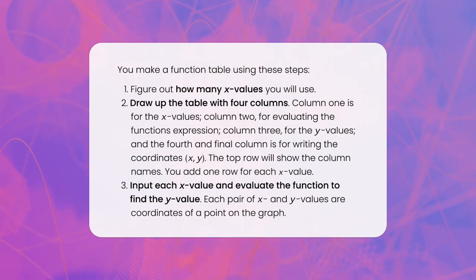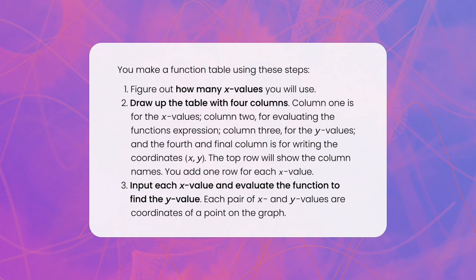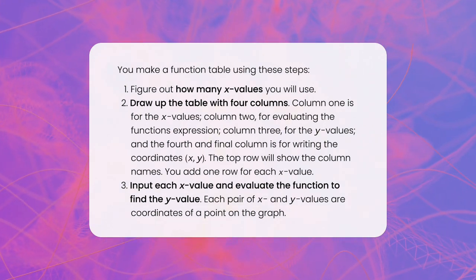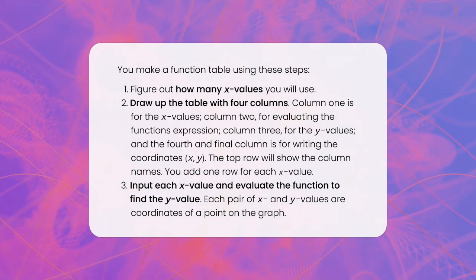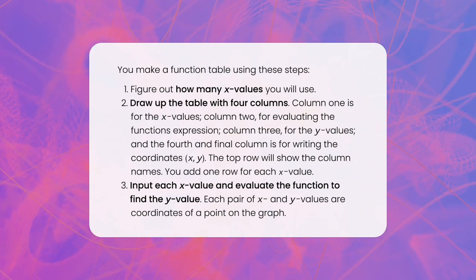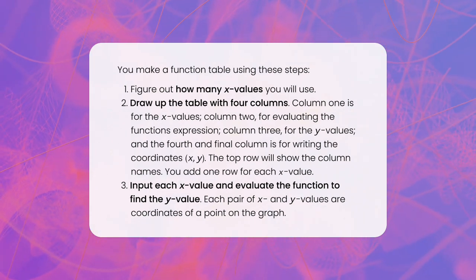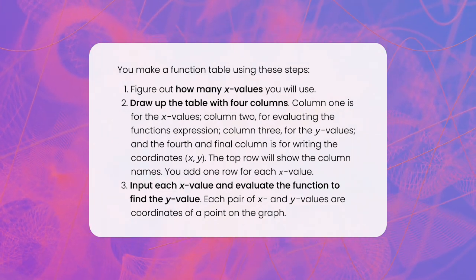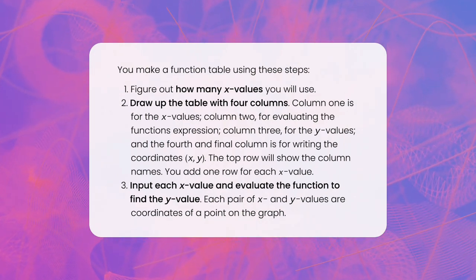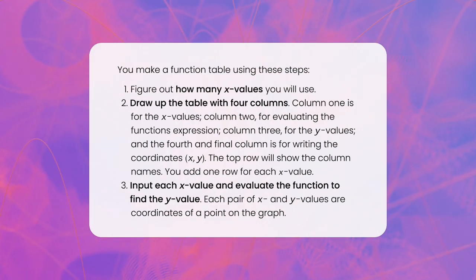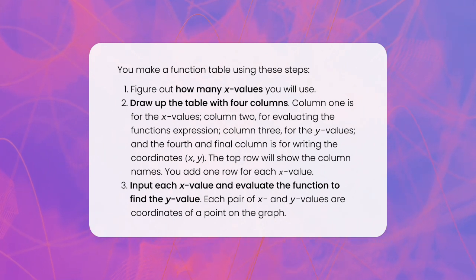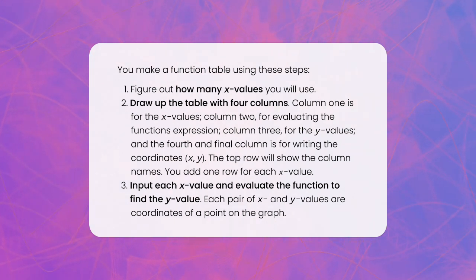Column 1 is for the x values. Column 2 for evaluating the function's expression. Column 3 for the y values. And the fourth and final column is for writing the coordinates x, y. The top row of the table will show the column names. You add one row for each x value.